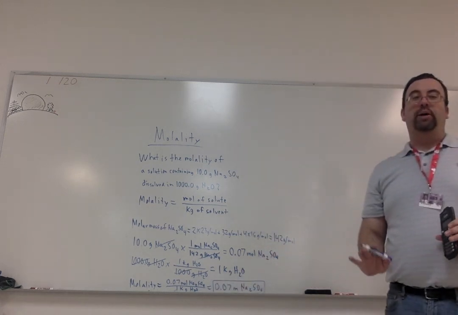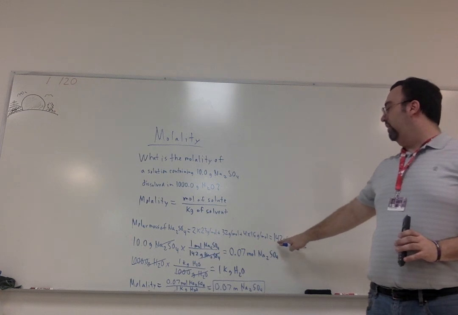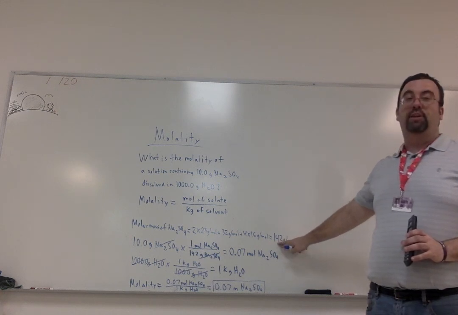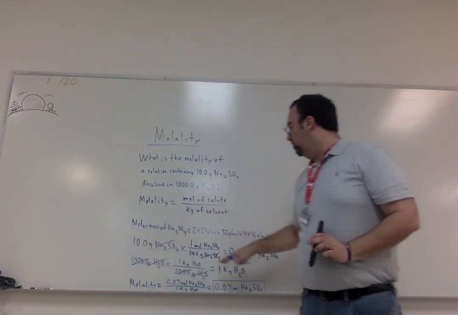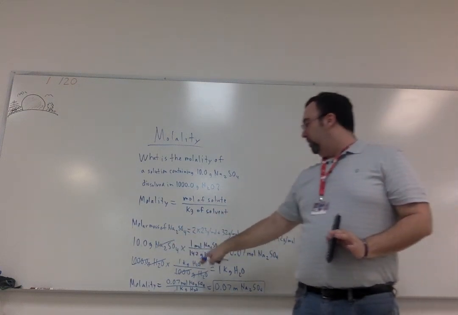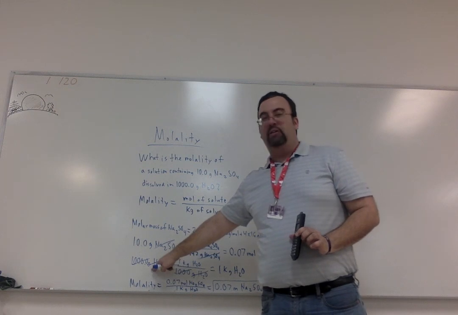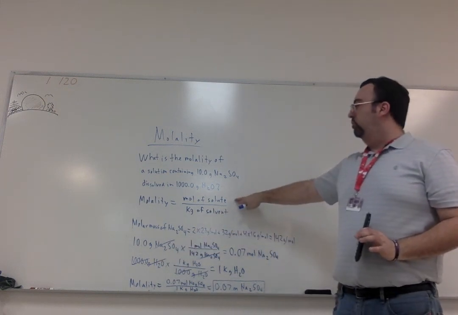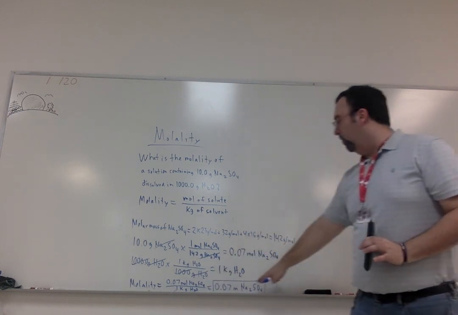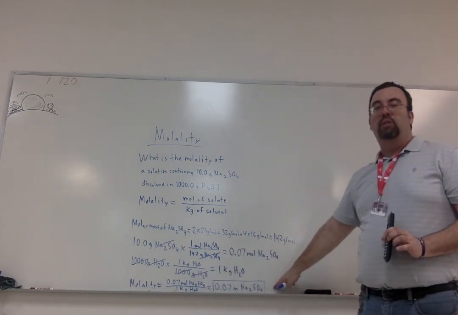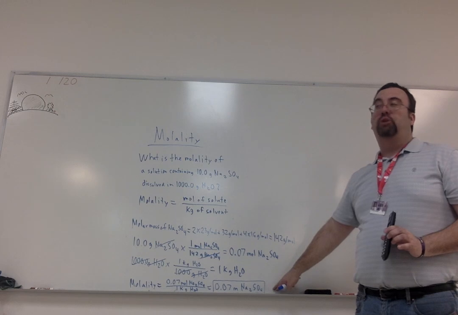All right, and so again, we first of all had to calculate the molar mass of the sodium sulfate. Here, we use this then to convert from mass to mole. We know that a kilogram is the same thing as 1,000 grams. Molality is moles of solute over kilogram of solvent. 0.07 divided by 1 is 0.07 molal of sodium sulfate.